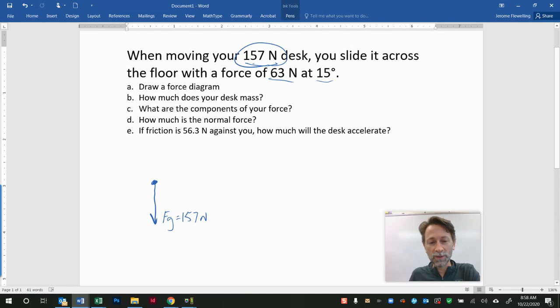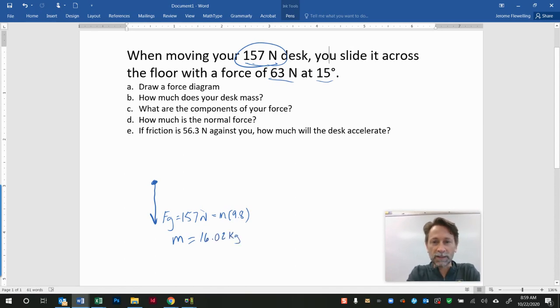Now remember, we always have to know both the weight and the mass. To find the mass, you take the weight and divide by 9.8. It comes from a special version of Newton's second law, F equals ma. If this is the force of gravity, this has to be the acceleration of gravity. So F equals m times a. If I divide both sides by 9.8, I end up with the mass of 16.02 kilograms.